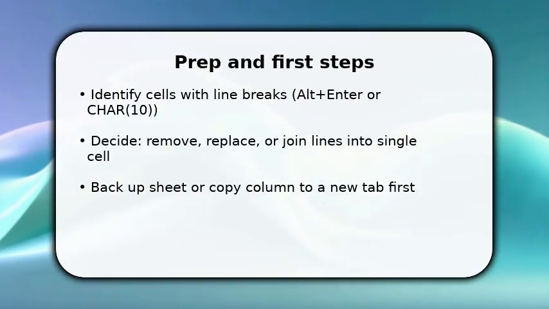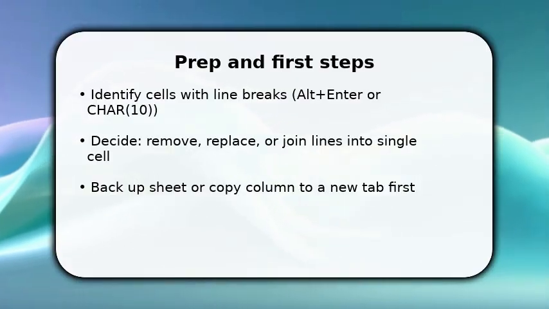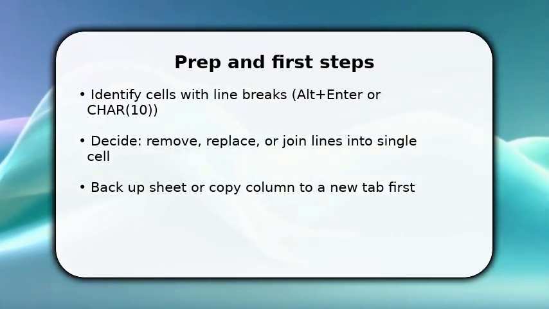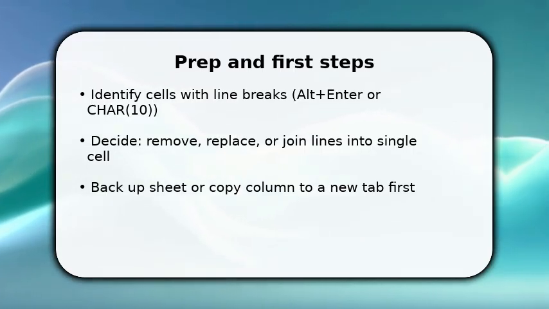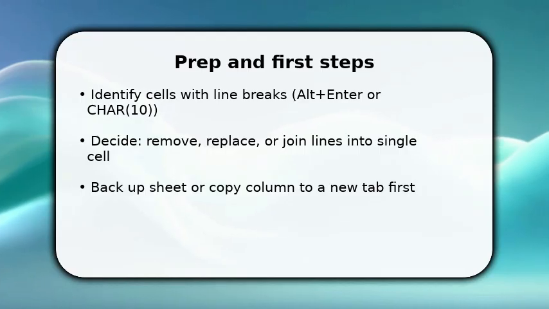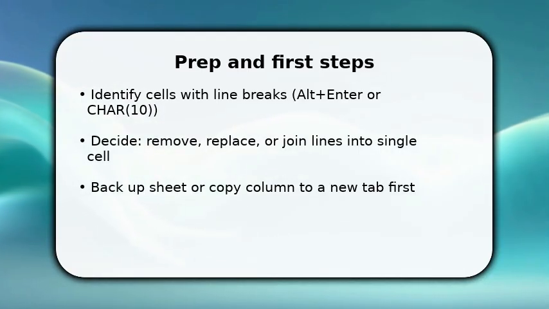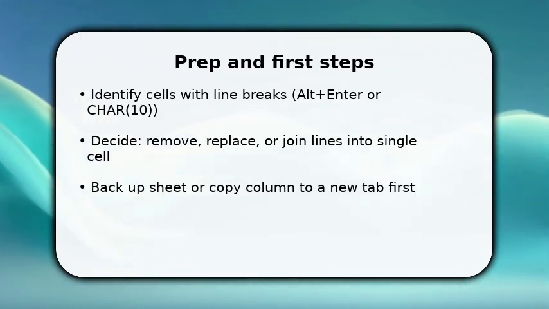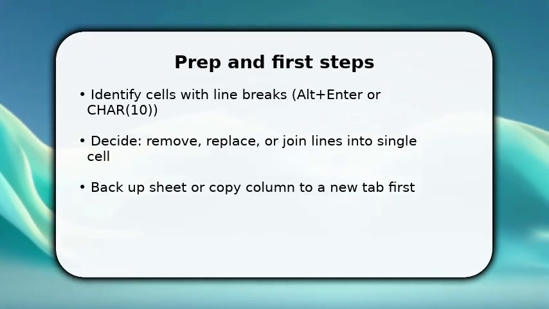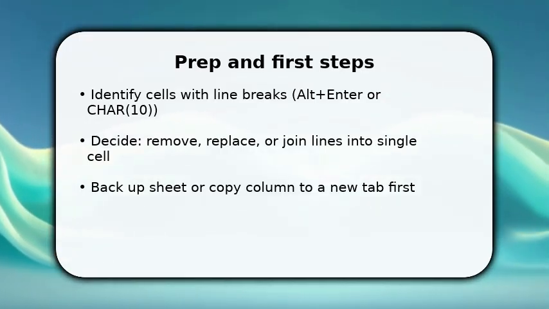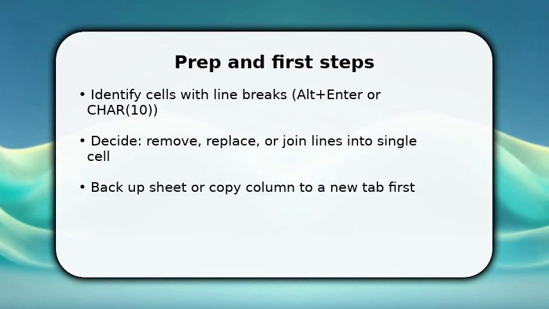You start by spotting cells with embedded line breaks created by Alt plus Enter or char 10. That matters because methods differ. First, make a quick backup or copy the column so you can revert. Next, select the range you'll change. Once selected, use the Find and Replace dialog or enter a formula. This is the action step that transforms the data. Make sure to choose whether you're replacing with a space, comma, or nothing, because that defines final cell formatting.